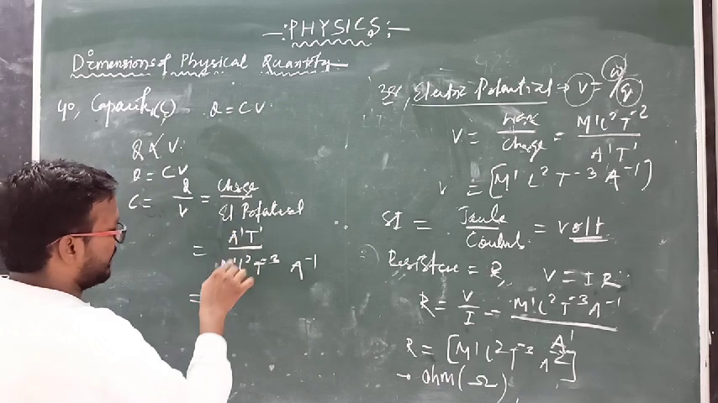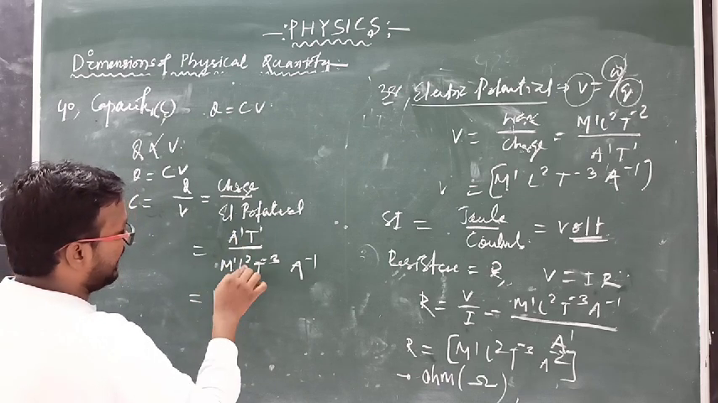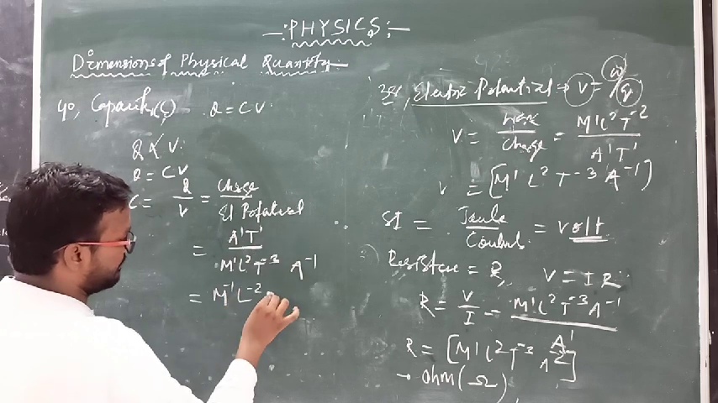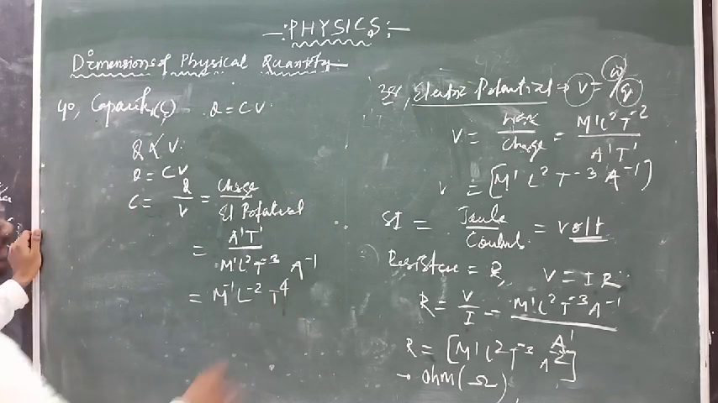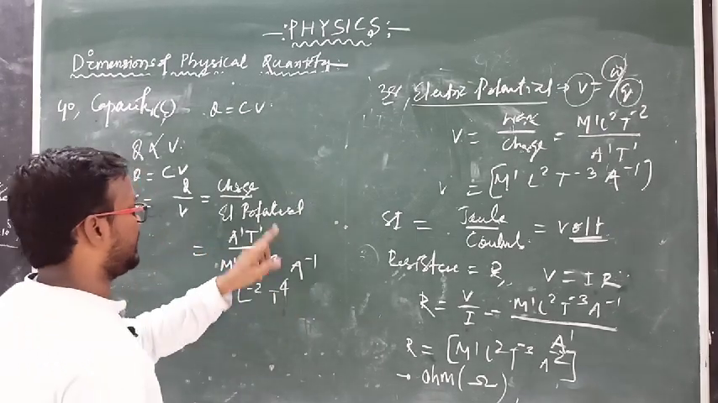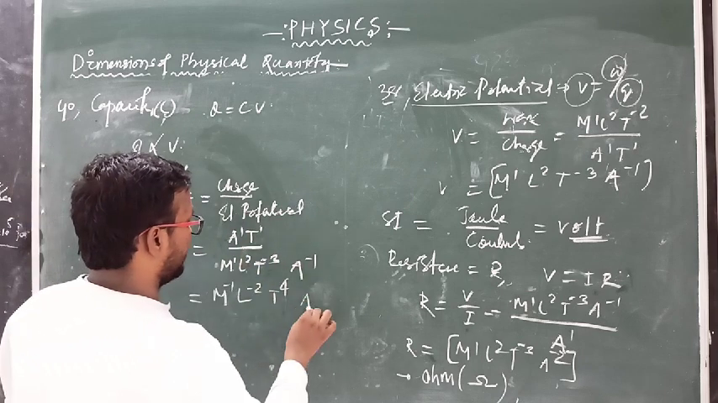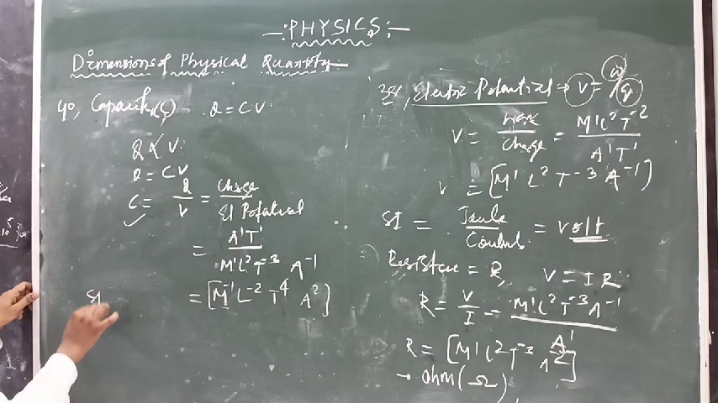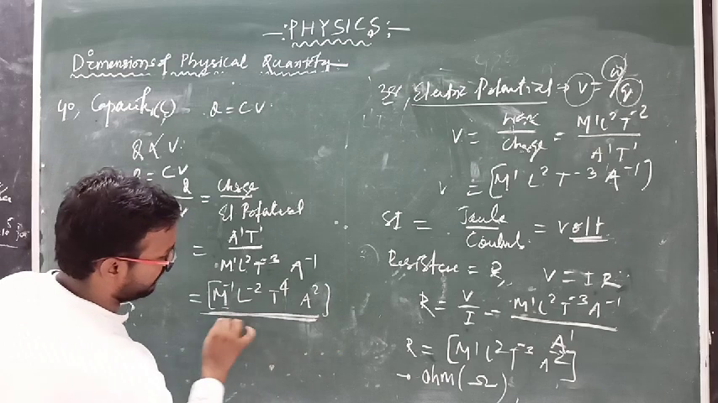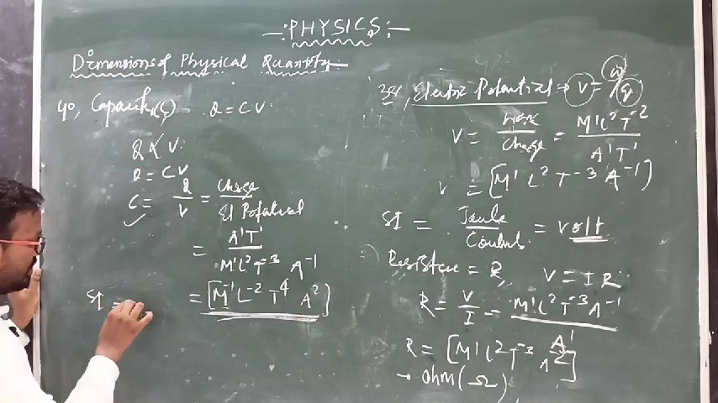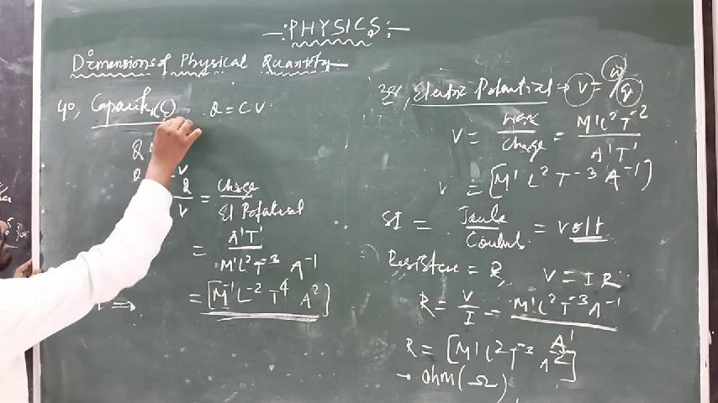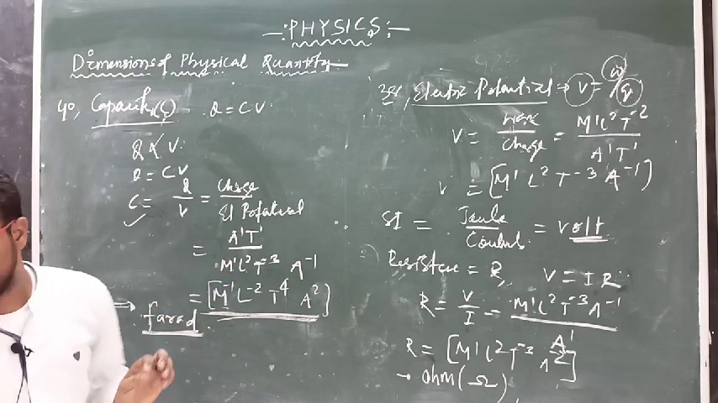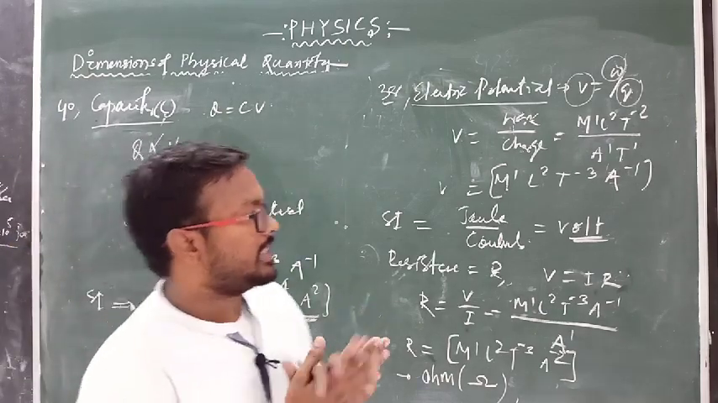Now let's start. Here M minus 1, L minus 2, T4, and A2. This is the dimensional formula of capacitance, and you can write its SI unit. You can find the unit from this relation or dimension, or simply you have to remember the SI unit of capacitor, that is known as farad. Clear?